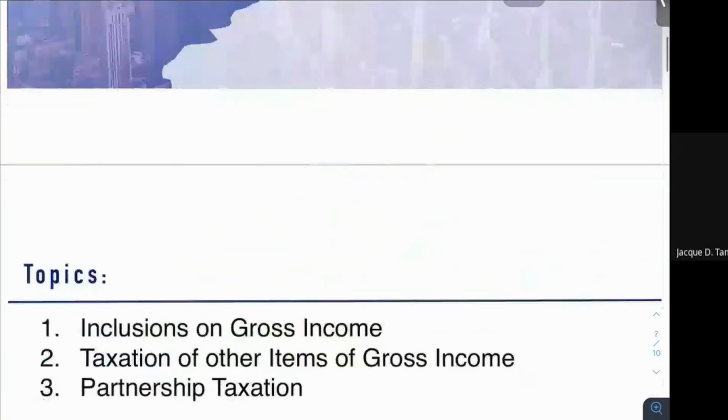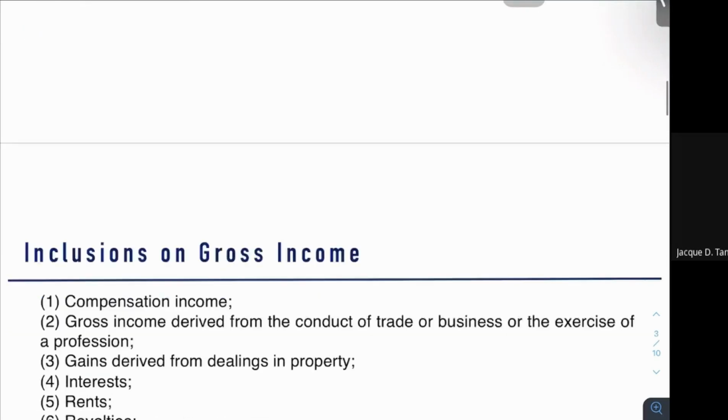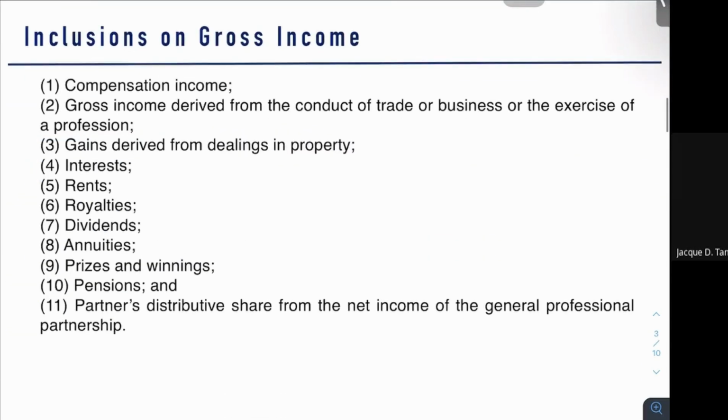So what are the topics for this particular session? First, we look into the different inclusions on gross income. We will lay down the different items of gross income. After that, we look into the taxation of your other items of gross income. And lastly, we will discuss partnership taxation. So let's now look into your inclusions on gross income.